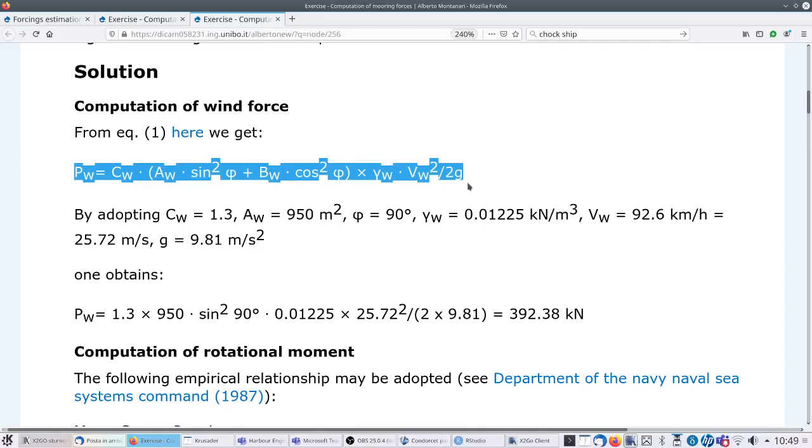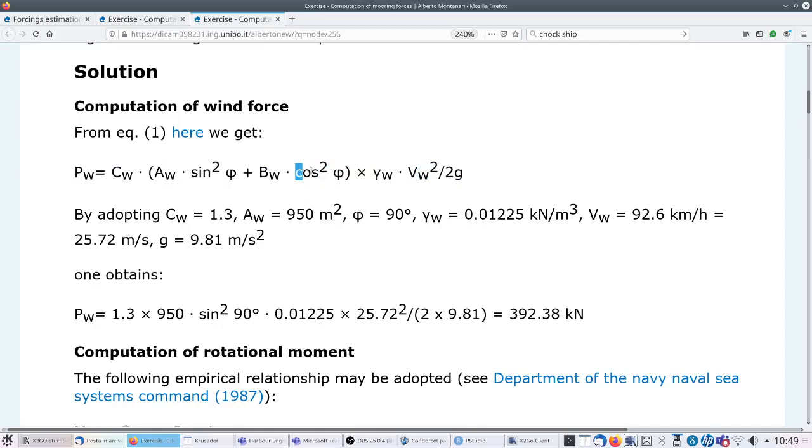So in this case, the wind direction, this is a simplified case. In this case, the wind direction, as we know, is perpendicular to the ship center line. And therefore, alpha is 90 degrees, and the sin of alpha is 1. And the cos of alpha is 0. So this element here doesn't appear.